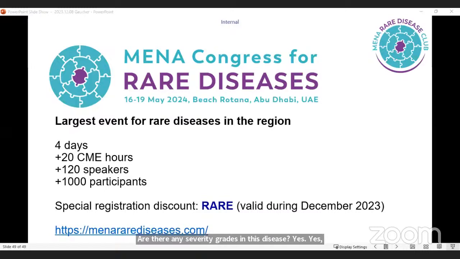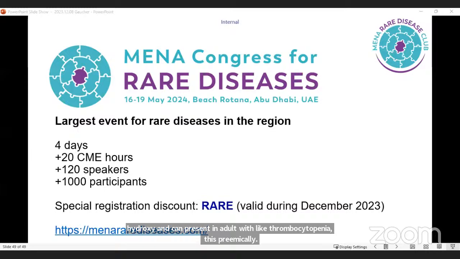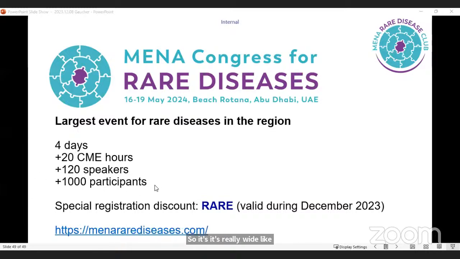Are there any severity grades in this disease? Gaucher disease is a huge spectrum. It can present prenatally with hydrops fetalis, which is one differential diagnosis of hydrops fetalis, and can present in adults with thrombocytopenia and splenomegaly. The manifestations are really wide. This is why it's important to keep a low index of suspicion and a lower threshold of doing the test.